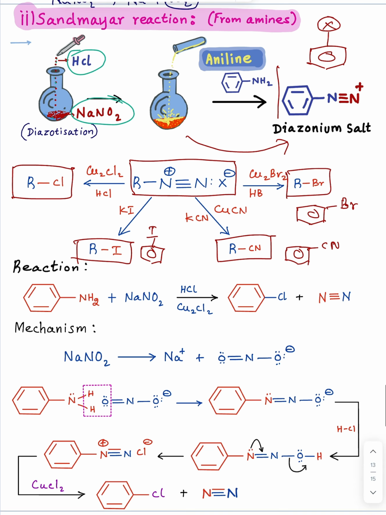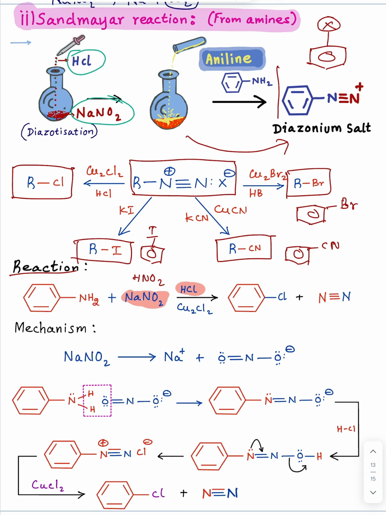So now what is the reaction? In this reaction, the aniline is treated with sodium nitrite in the presence of HCl. As you know very well, both sodium nitrite and HCl react and form nitrous acid. So HNO2 is formed. Now what will happen? The HNO2 reacts with the aniline derivative to form the diazonium salt.